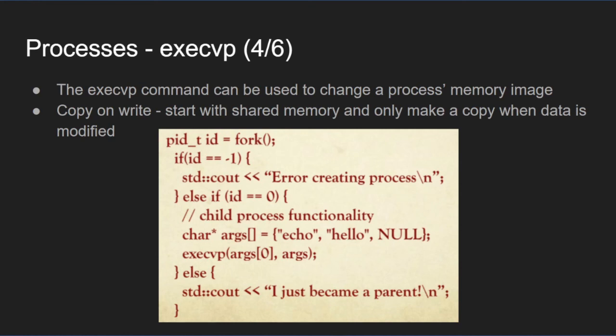So if ID is equal to 0, that is the child, and we are changing what the child is doing, and the parent will continue on doing whatever it was doing. But it doesn't have to be a child process. You could run this on your main process. Correct.